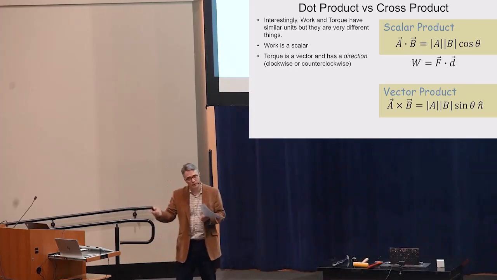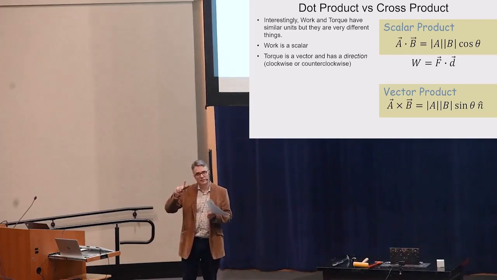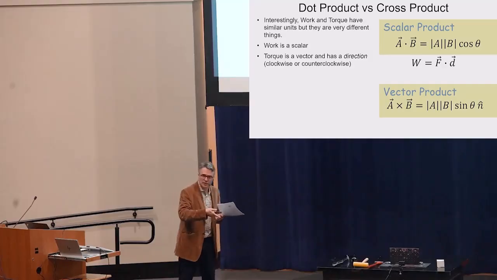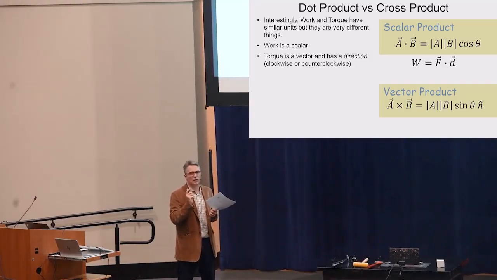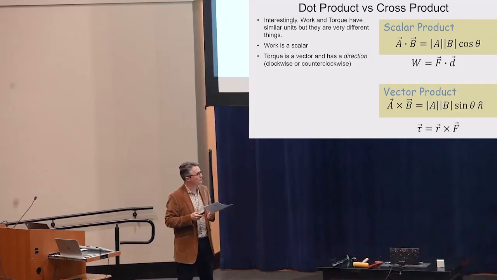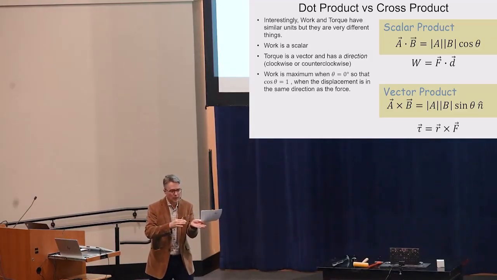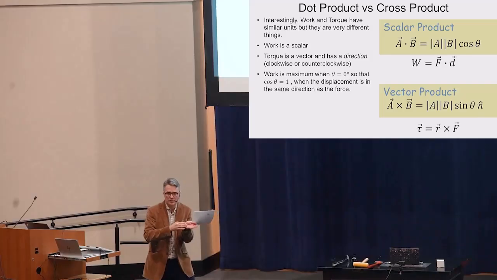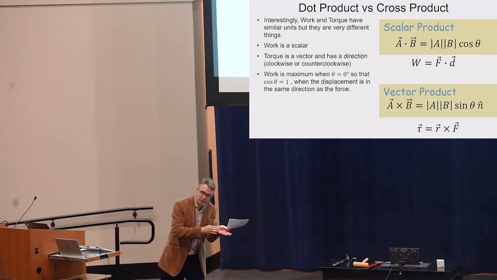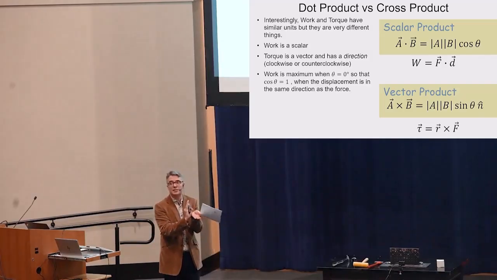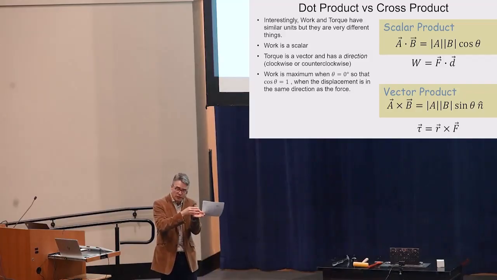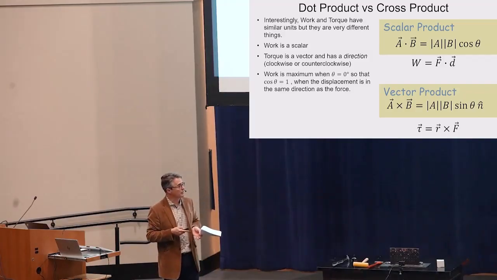There's a little n hat there. But what we're going to be doing in this chapter and the next one is mostly thinking about torque as being kind of clockwise or counterclockwise. That I think of as being a direction, and you can put a plus for counterclockwise and a negative for clockwise. Another big difference here is that work is maximum when the displacement and the force vectors are in the same direction, whereas torque is maximum when they're in perpendicular directions. And torque is actually zero if the two vectors are parallel.